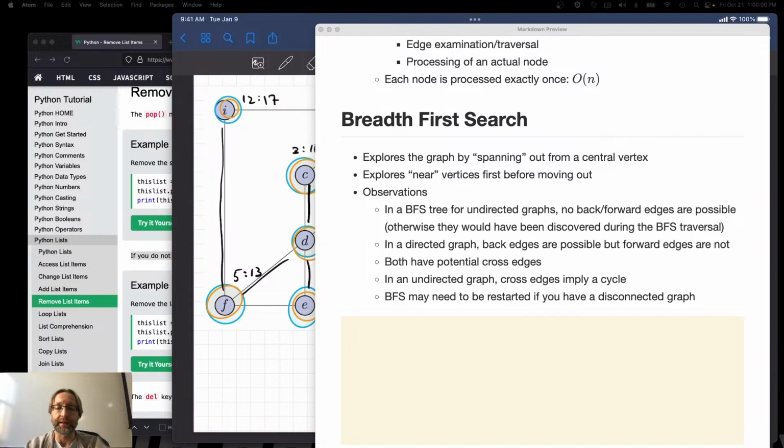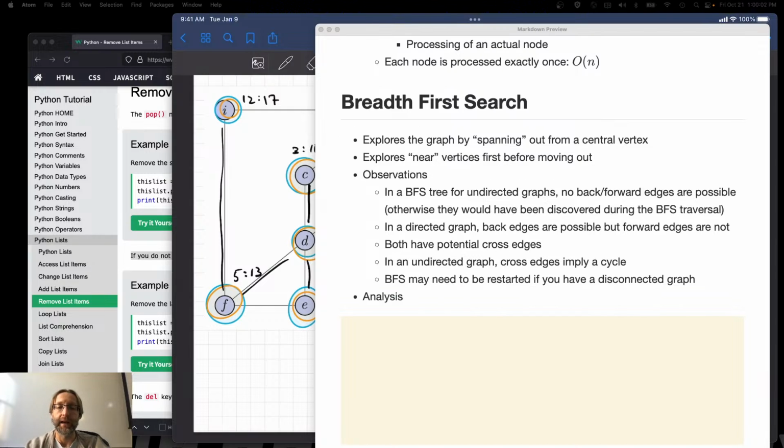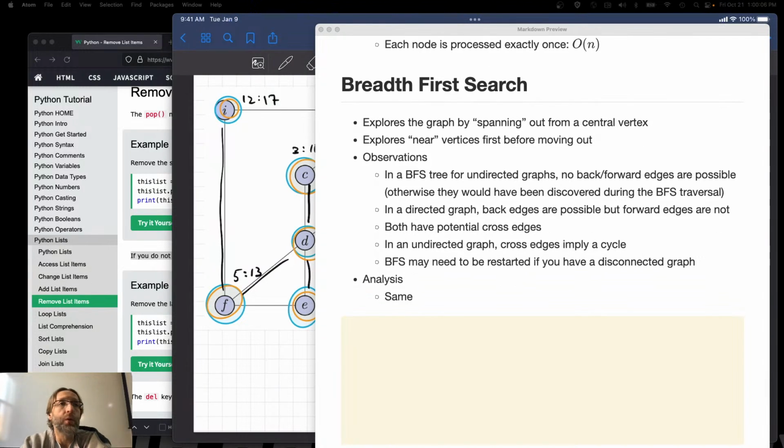What about the analysis? Same. Why? Because you only ever process a vertex once. You only ever traverse an edge at most twice. If it connects A to B, you look at it once from the perspective of A, and you look at it twice from the perspective of B. So again, it's going to be the same, order n. That's it.